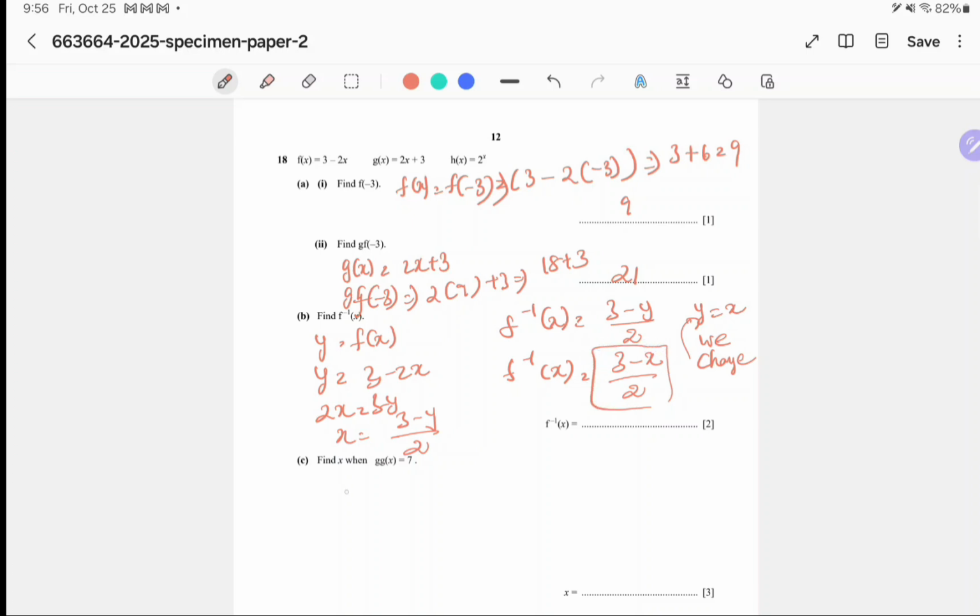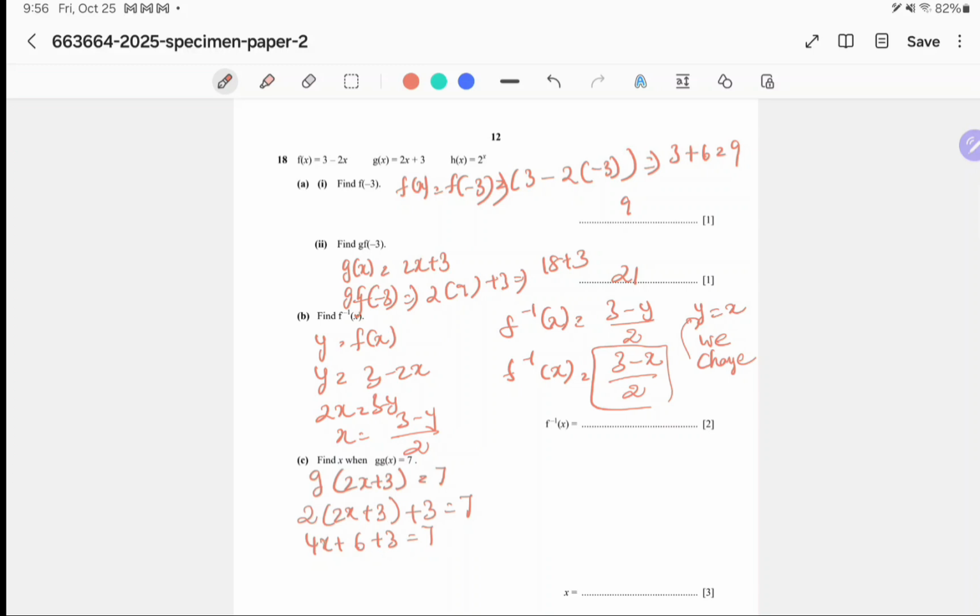Next question, find x when g of g of x is 7. So how will you find out g of g of x is 7, they are saying. So g of x is 2x plus 3. We will again write the equation, 2 times 2x plus 3. Okay, we are substituting in the equation of g again, plus 3 equal to 7. I am substituting here x value as 2x plus 3. So 4x plus 6 plus 3 equal to 7.